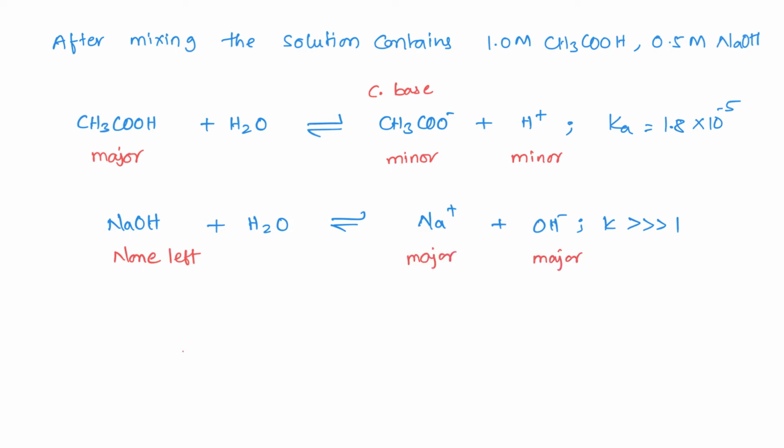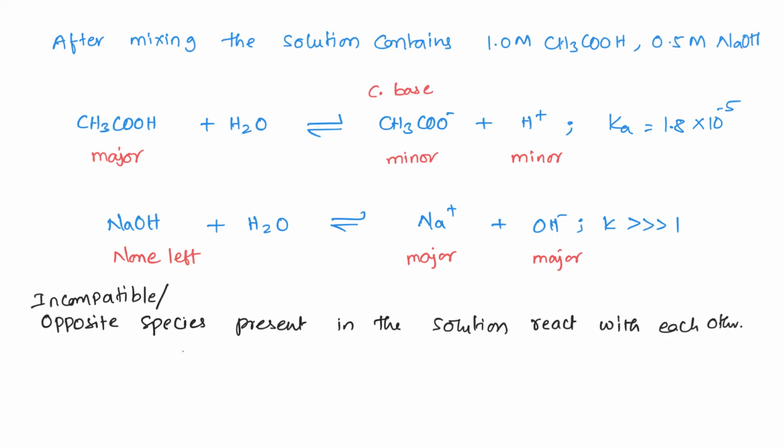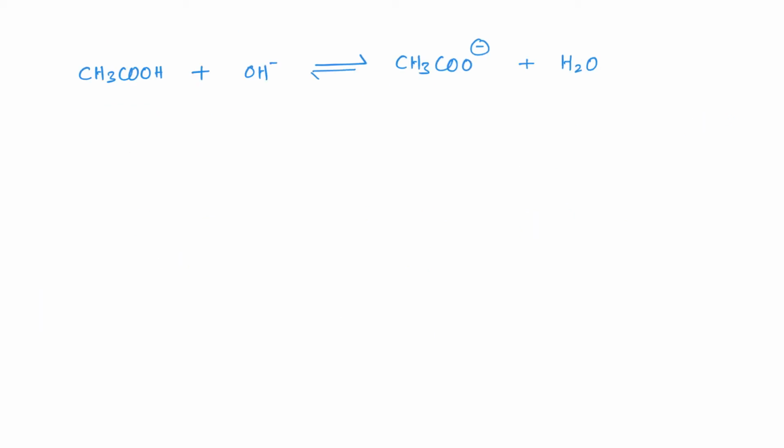and OH-. The next step is to check if there are any incompatible species present in the solution. For example, a weak acid, acetic acid, and a strong base, OH-, cannot coexist in the solution. They always react with each other. The reaction is as follows. Acetic acid reacts with hydroxide ion to form acetate ion and water.